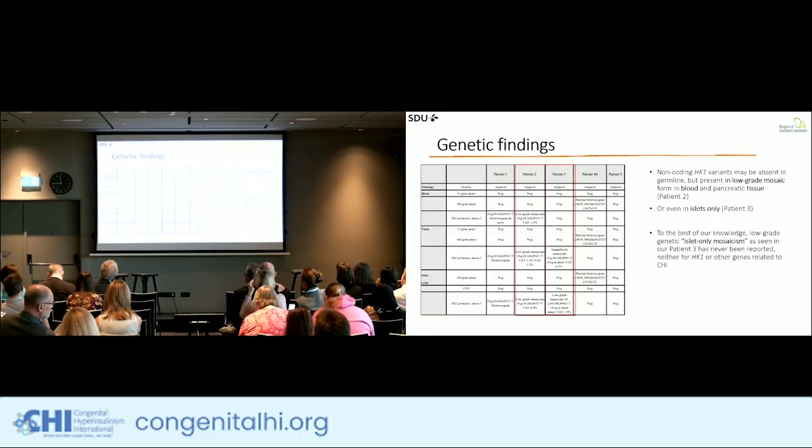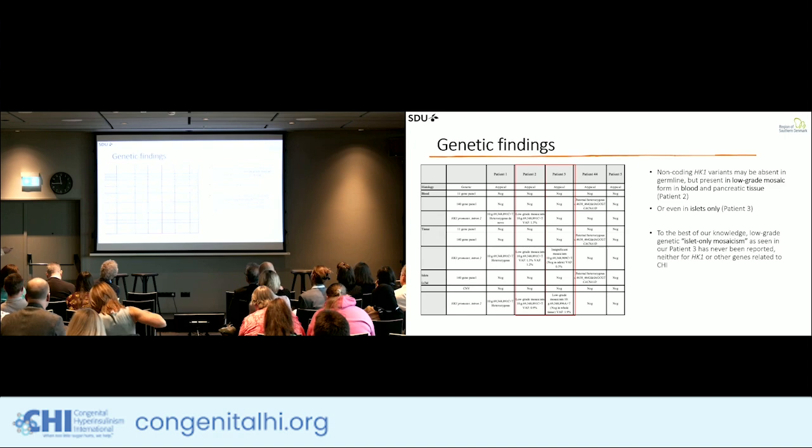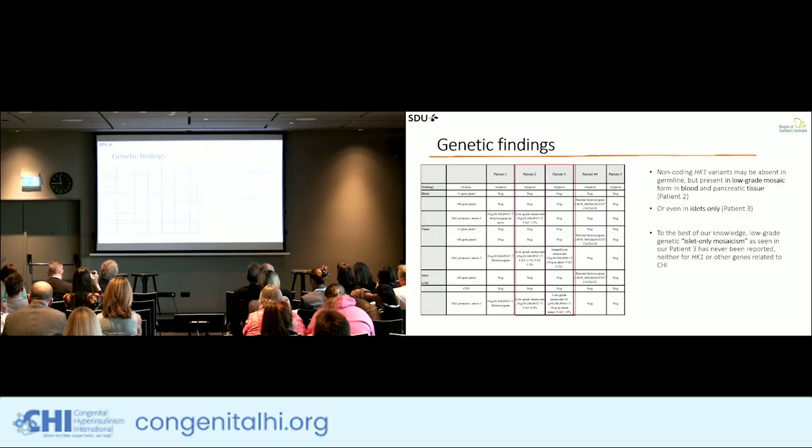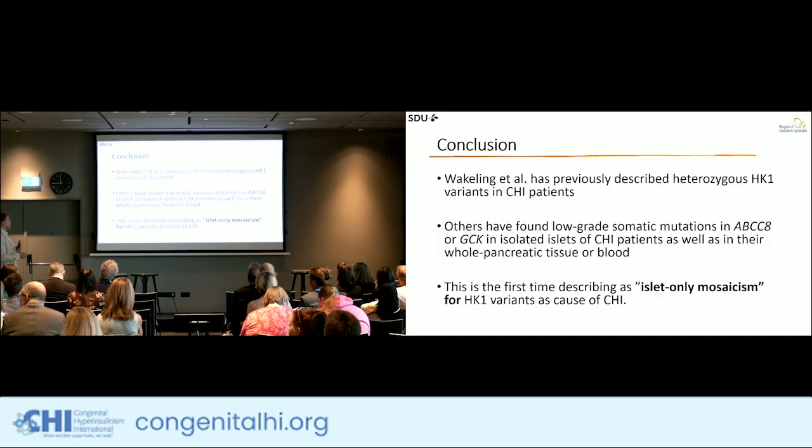And this is really for the HK1 mutation that has previously been described by Flanagan and Wakeling, but we see it here in the islets only. So this is actually the first time to show mutations that are only residing in the islets themselves in the HK1 gene. This has previously been shown for ABCC8 and KCNJ11.